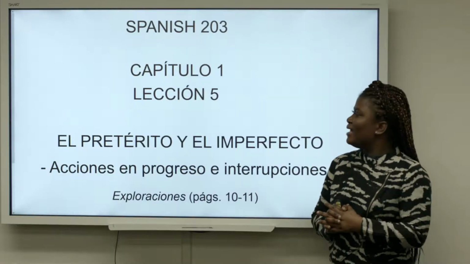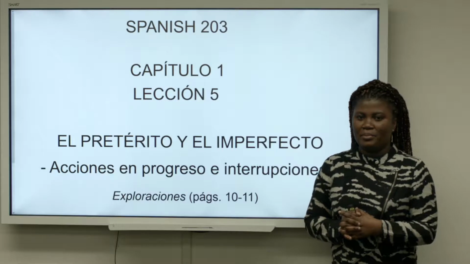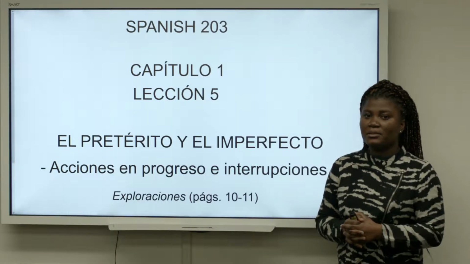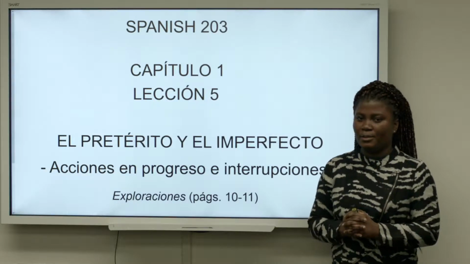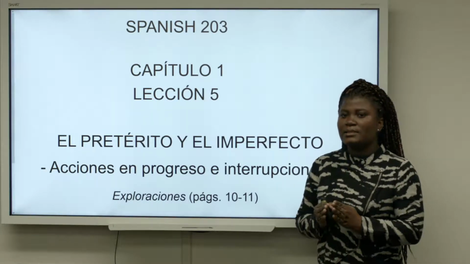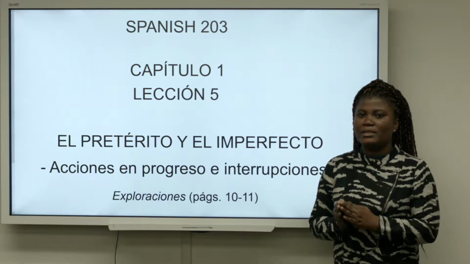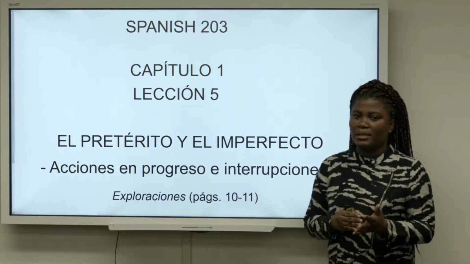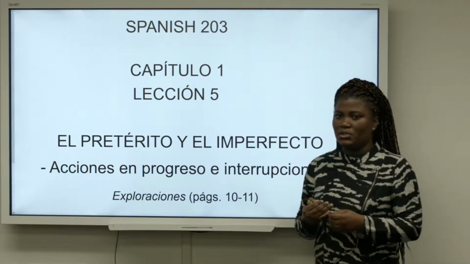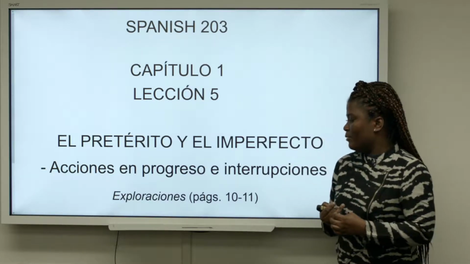Welcome to another lesson on the preterite and the imperfect tenses. Today we will take a look at actions that are in progress and interruptions. We'll study these together and see how we can use the preterite and the imperfect tenses to differentiate which action is an action that's in progress and which one is an action that interrupts another one.